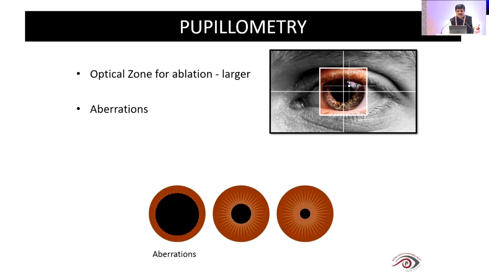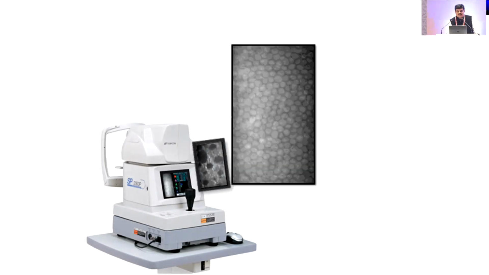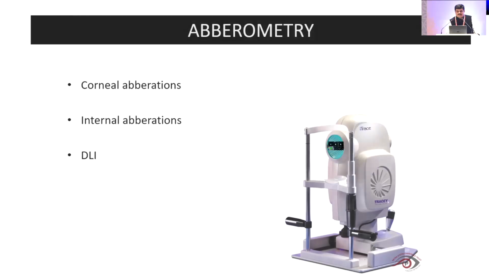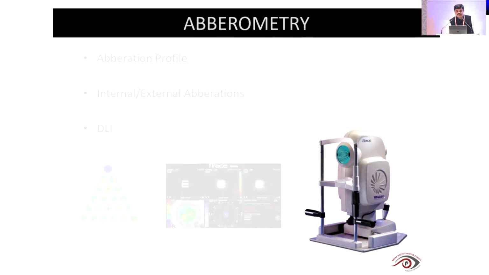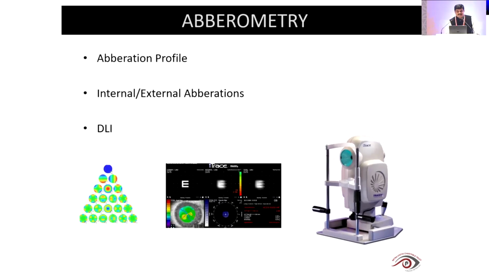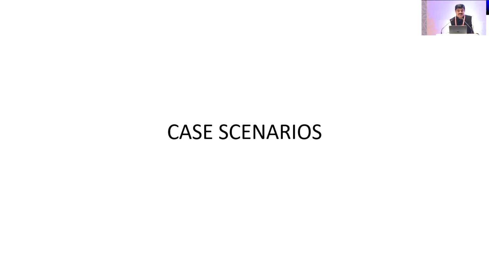The other factor, pupillometry, is very important. Always the optical zone should be larger, especially as they will have lesser aberrations. Then you need to look at the endothelial count of the patient also. These are the few investigations. Apart from that, you need to do aberrometry, especially with the iTrace machine, which tells you about the corneal aberrations, internal aberrations, and also the dysfunctional lens index. So you can know the aberration profile also, so that you can plan. Then another equipment that can help you is the Corvis, where you can do a biomechanical assessment to identify the at-risk corneas.